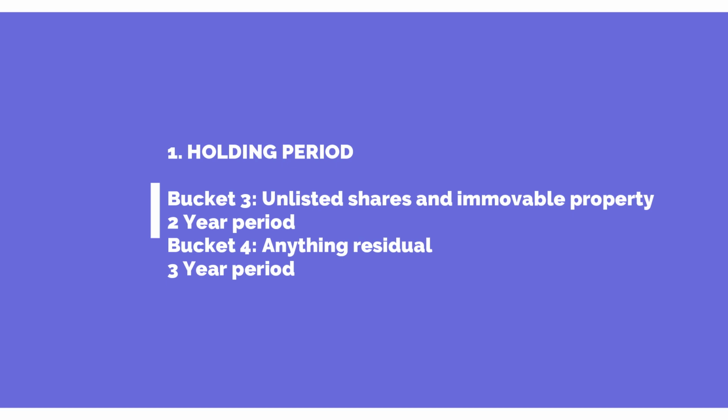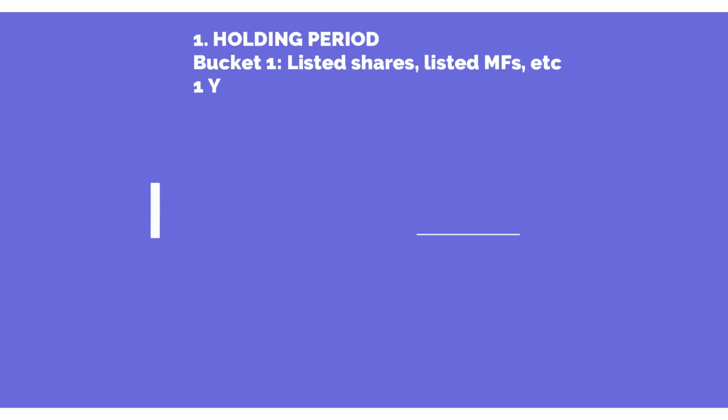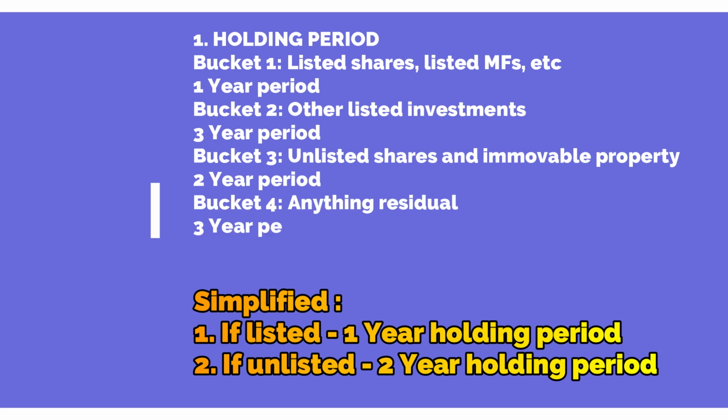Now all of the structure has been simplified, and there are just two aspects. If the asset is listed, then the holding period is 1 year to qualify as long term. If it is unlisted, including immovable properties, which is all these residential properties and all, including that, then it is 2 years. So that structure has been simplified to some extent.